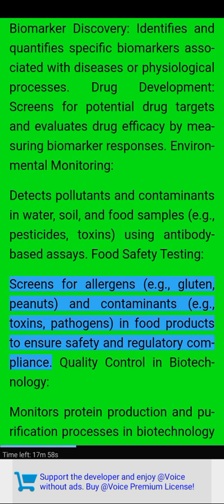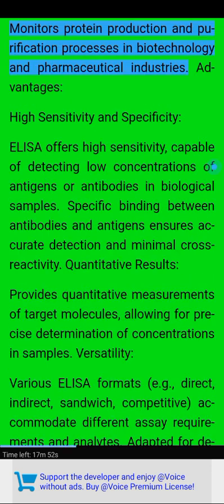Screens for allergens, e.g., gluten, peanuts, and contaminants, e.g., toxins, pathogens in food products to ensure safety and regulatory compliance. Quality control in biotechnology. Monitors protein production and purification processes in biotechnology and pharmaceutical industries.